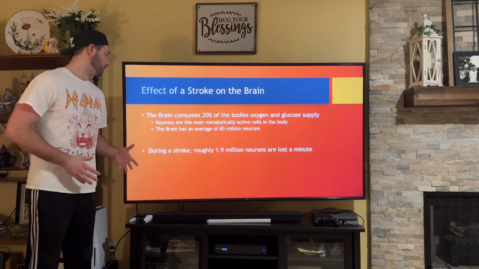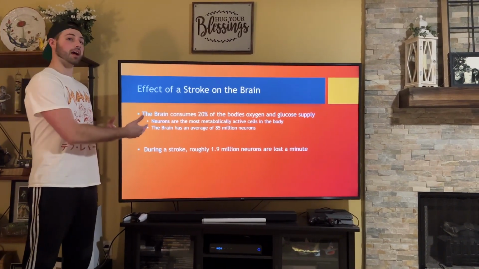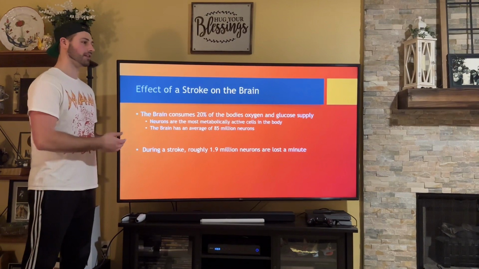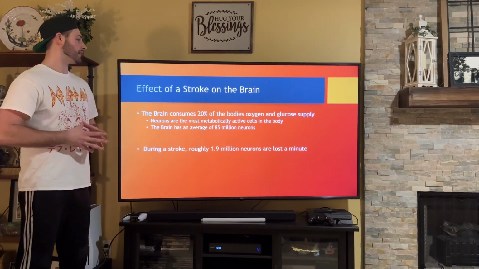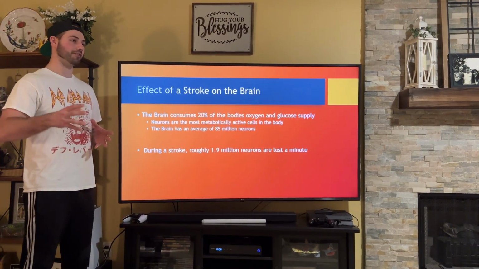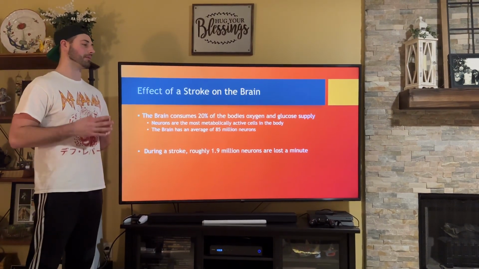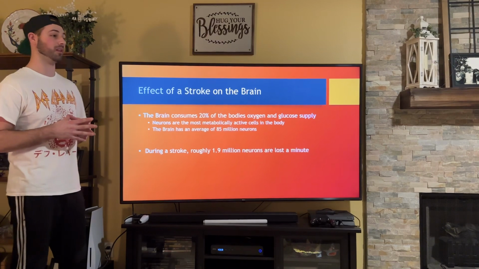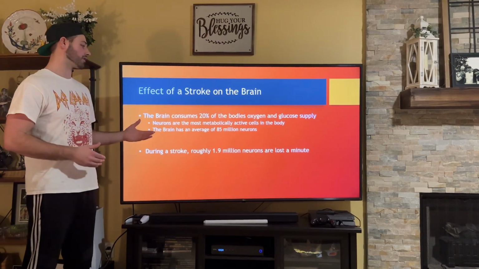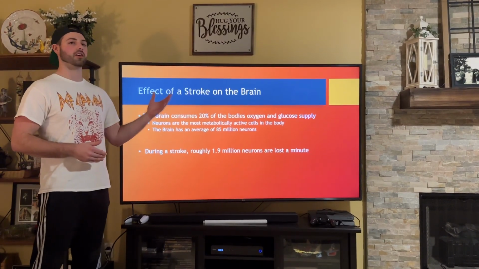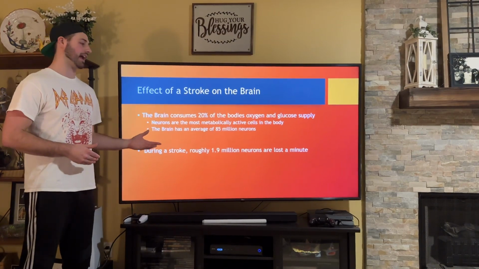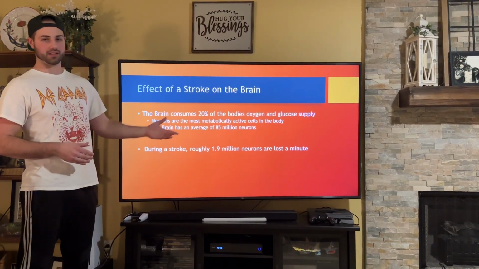Now, we must analyze the effects that these two types of strokes have on the brain, and they are relatively the same. But to understand how serious these effects are, you must first know that the brain will consume 20% of the body's oxygen and glucose supply. Now, this is because neurons are the most metabolically active cells in the body, and the brain has an average of 85 million of them.